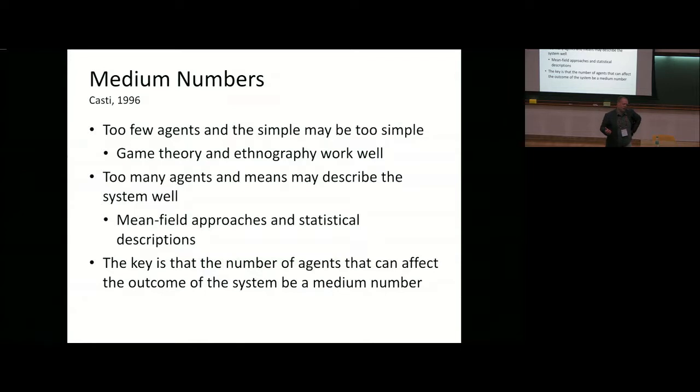Like if I want to talk about the U.S.-China trade war and how negotiations are happening between them, having an agent for each one is probably not going to provide me enough richness compared to providing detailed analysis, detailed kind of ethnographic analysis, and it's not really ethnographic, country graphic analysis of what's going on. The key is that the number of agents that can affect the outcome of the system be a medium number, a relatively small fraction of the overall population, right? If that's the case, then we have a medium number of agents.